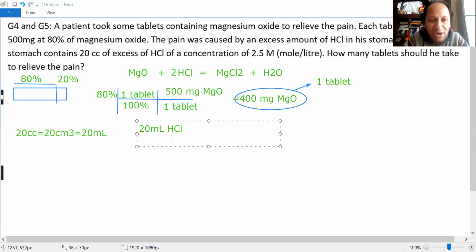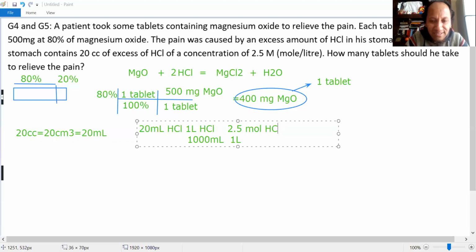And then I gave you the molarity. The molarity says 2.5 moles per liter, or 2.5 moles in 1,000 milliliters. So let's pass it to liters in the first place. 1,000 milliliters is in 1 liter of HCl. Got it? And then my data is saying that in 1 liter, I have specifically 2.5 moles of HCl.